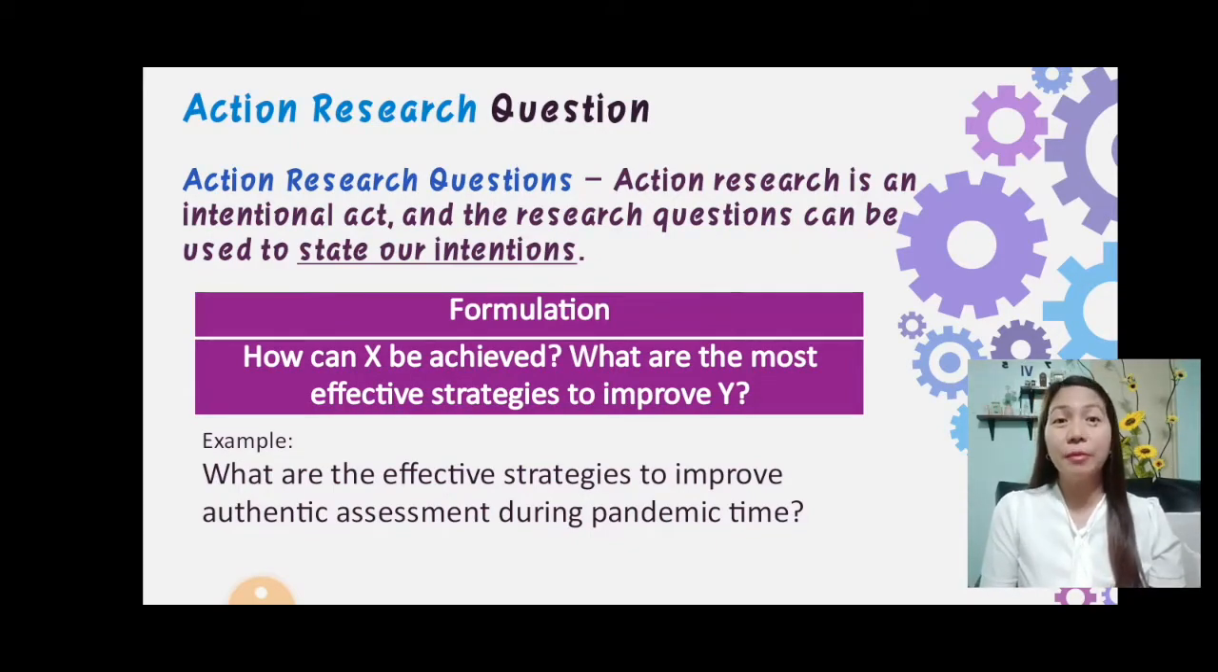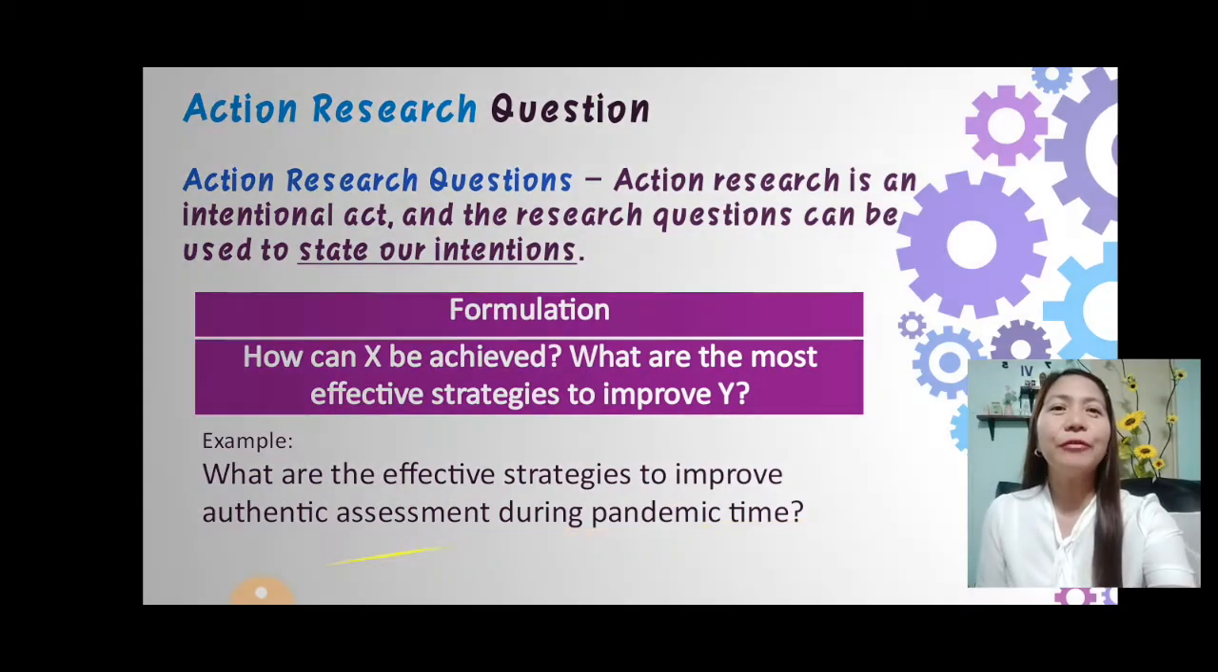And what are the most effective strategies to improve? Because in doing an action research, you are giving an intervention, or maybe you are innovating something. That's why you wanted to prove whether it is effective or not. Example, what are the effective strategies to improve authentic assessment during pandemic time?